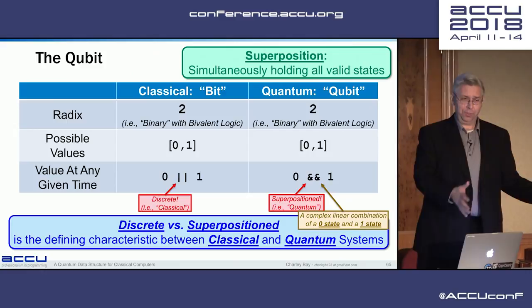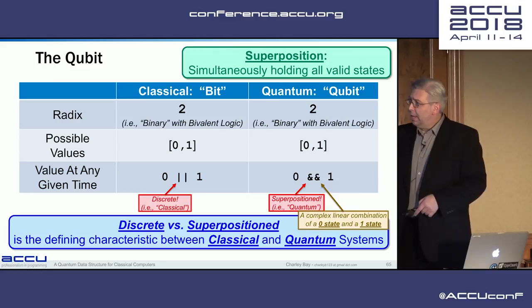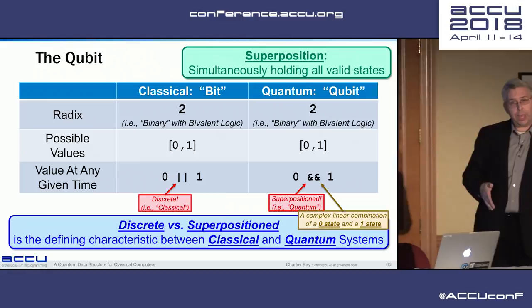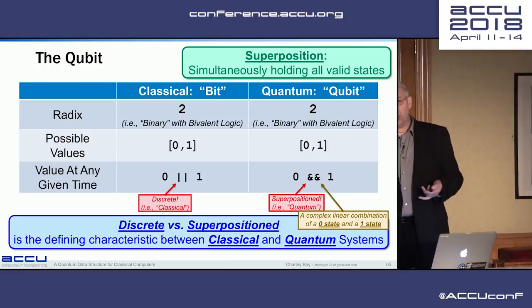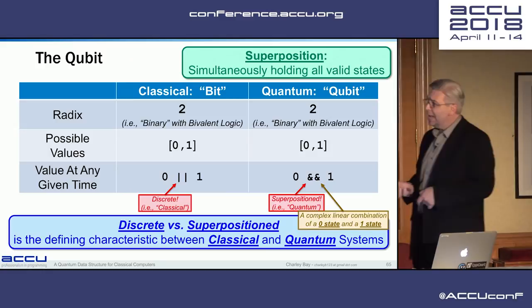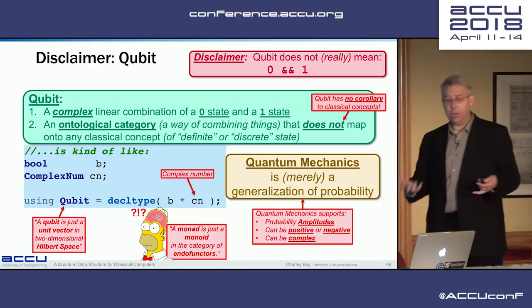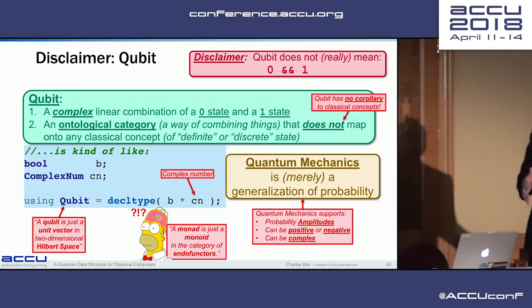Quantum introduces this idea of quantum interference, which is based on the idea of superposition state, where the qubit is going to be a complex linear combination of a zero state and a one state. And that's going to give us this superpositioned idea. That's going to be the characteristic difference between the classical and the quantum systems. So superposition is simultaneously holding all valid states. It's technically not 0 and 1. That's the next slide. Here's the disclaimer. It's not technically 0 and 1. It's a complex linear combination of a zero value and a one value. So the qubit is an ontological category. It's a way of classifying things. There's no corollary to classical systems, no corollary.